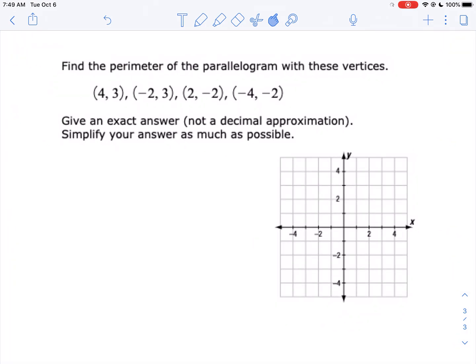You didn't show any work on this one, but I'm guessing based on your answer is you didn't give me an exact answer. I don't want a decimal, and I don't want it rounded. I want the exact answer. So let's take a look here. We want to find the perimeter of this parallelogram, and it's at 4, 3, so let's mark that down. Negative 2, 3. 2, negative 2. And negative 4, negative 2.